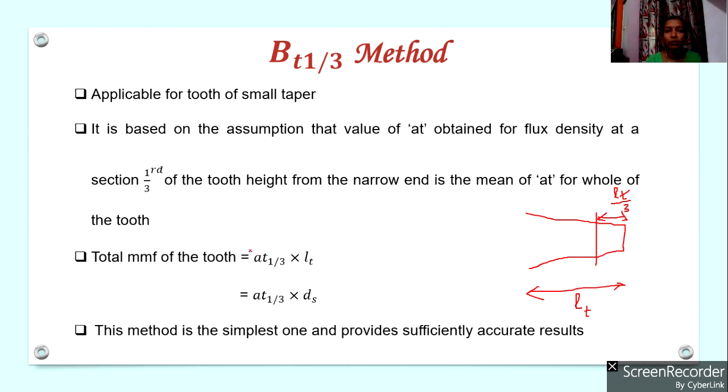And that AT 1/3 is the mean value of AT for the entire tooth. So now the total mmf will be equal to AT 1/3 into the length of the tooth or depth of the slot. This method is the simplest of all the methods. It gives accurate results if the tooth works at low saturation. If the tooth is not saturated, this method gives sufficiently accurate results.